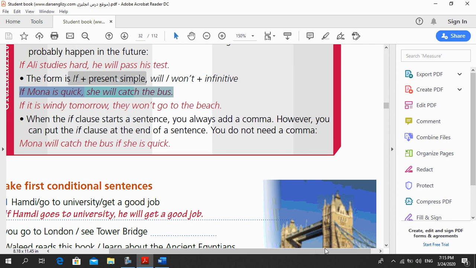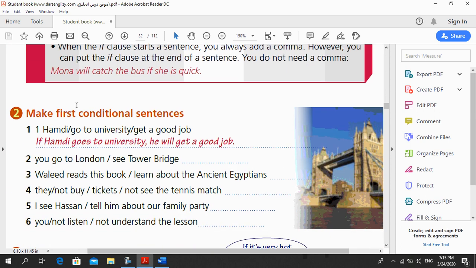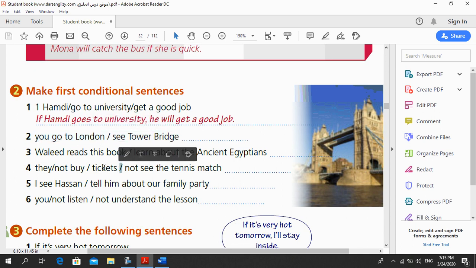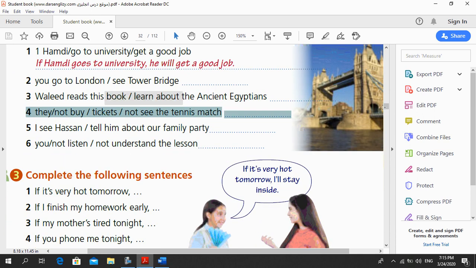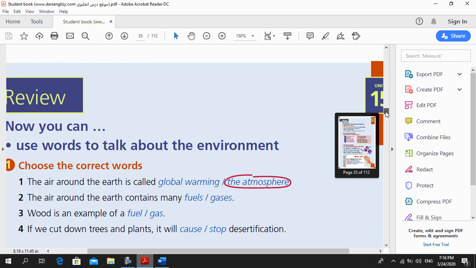It's super easy. Let's answer some questions. Make first conditional sentences. You go to London, see Tower Bridge. So if you go to London, you will see Tower Bridge. Okay, let's do number 4. They not buy tickets, not see the tennis match. If they don't buy tickets, they will not, or they won't see the tennis match. It's super easy, guys. This is the first conditional.